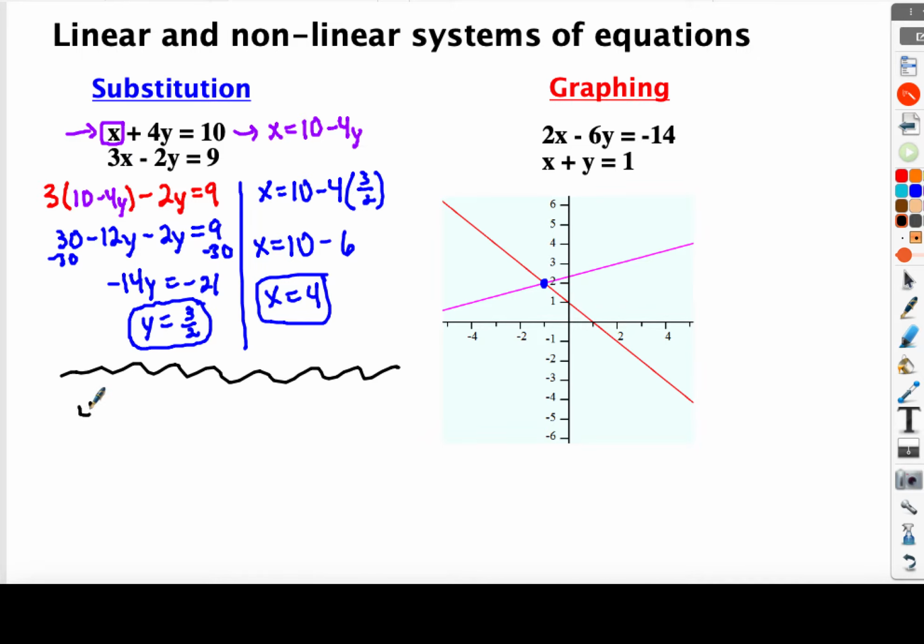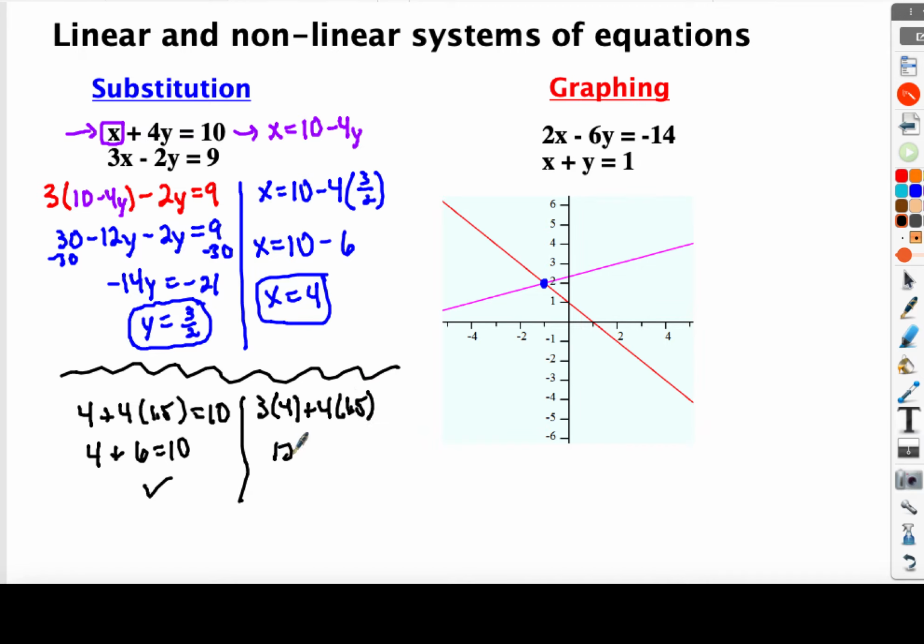But again, we could simply say 4 plus 4 times 1.5. And do I get 10 back? Well, again, that's 4 plus 6, which definitely comes out to 10. And then we would want to check it in the second equation. 3 times 4 plus 4 times 1.5 again. And again, 12 plus 6 is going to be, and that was not the right equation, so that's a problem there. Make sure we're looking at the right place, huh?